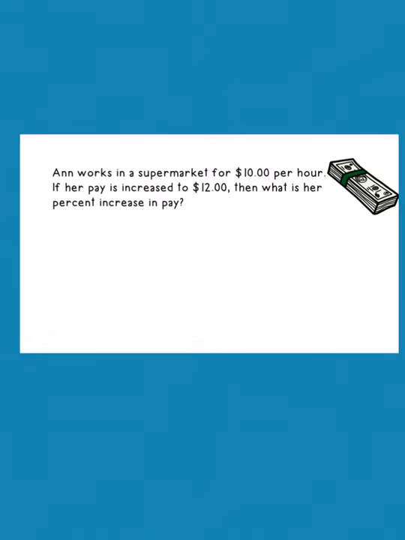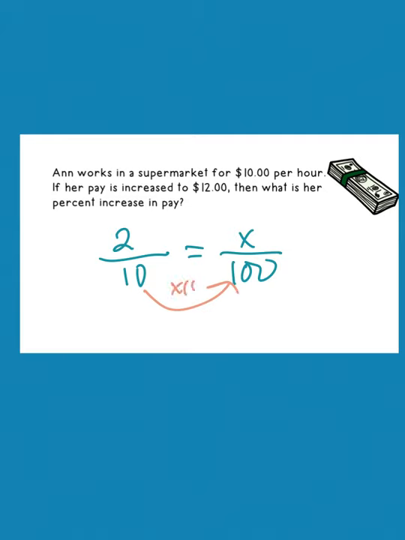Anne works in a supermarket for $10 per hour. If her pay is increased to $12, then what is her percent increase in pay? So her original was $10 and it went to $12. Be careful not to put 12 on there. The number up here is the change, and that's 2. And then I'm looking to see what the percentage is. I'm going times 10 here, so I can just multiply by 10 there, and I'm going to get 20. So that means x equals 20% increase. Okay, we're going to do one more together.